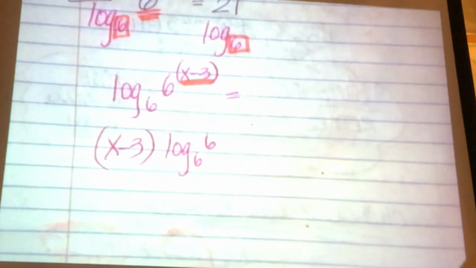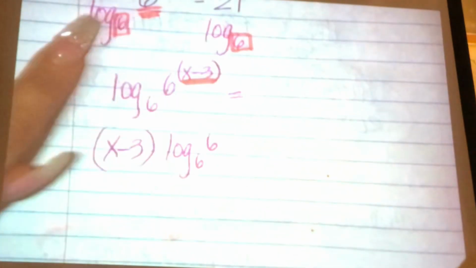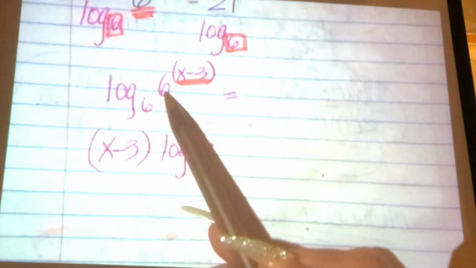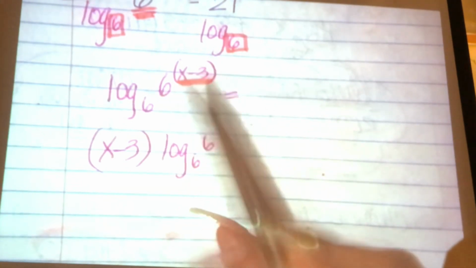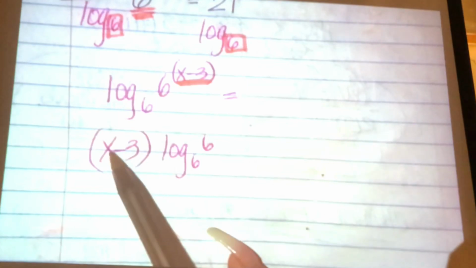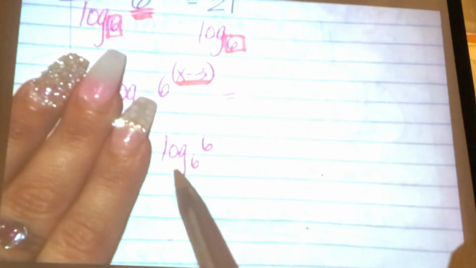Don't let me lose you here. Look, all I did was take the log base 6 of both sides. That means it's the log base 6 of 6 to the x minus 3. What does the power yield again? The coefficient. Everybody with me? All right, now just pay attention to this part right here. What is the log base 6 of 6?